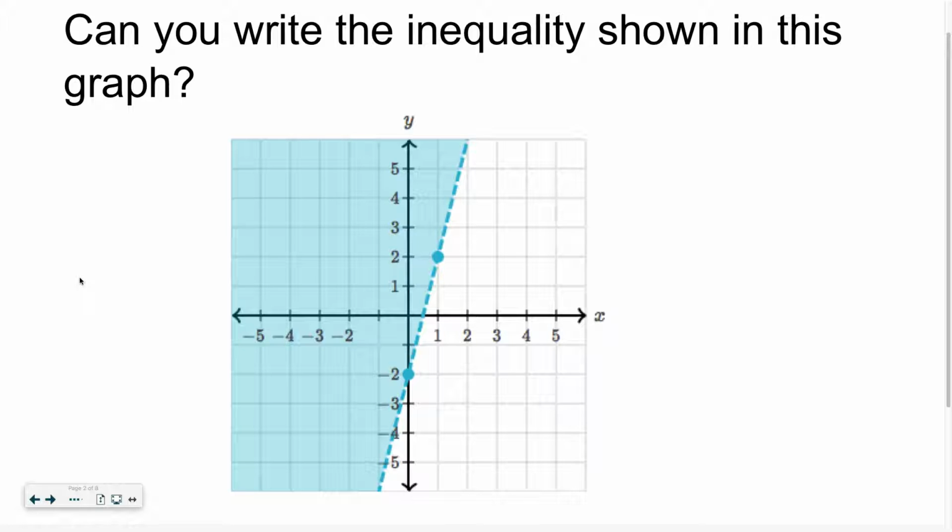So yesterday and Friday, we were graphing inequalities. Now we're given the graph of an inequality. What do you think? Let's brainstorm. What steps could we take to write the inequality from this graph?